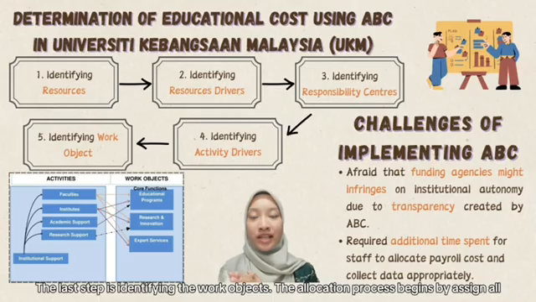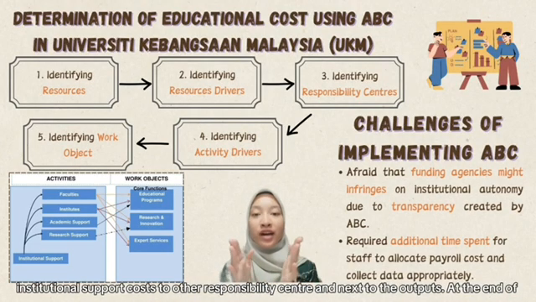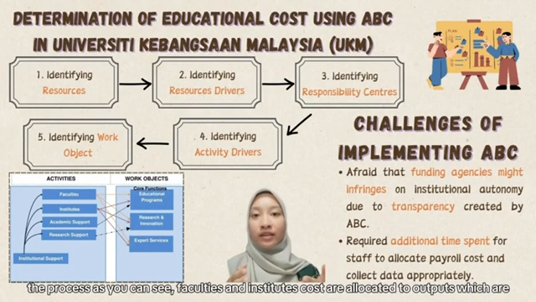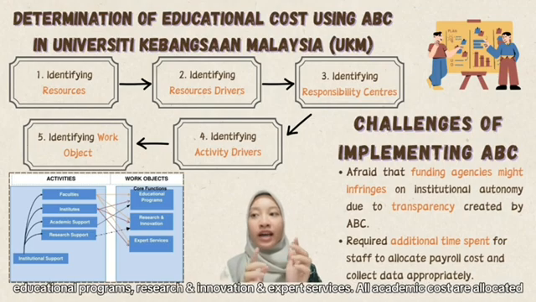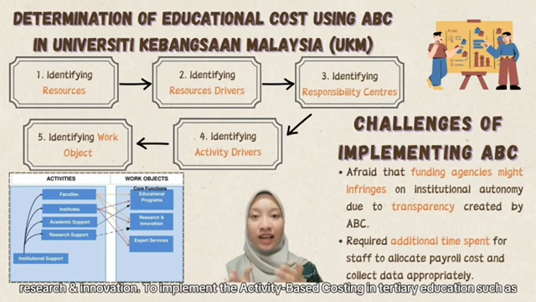The allocation process begins by assigning all institutional support costs to other responsibility centers and next to the outputs. At the end of the process, as you can see, faculty and institute costs are allocated to outputs, which are educational programs, research and innovation, and expert services. All academic costs are allocated to educational programs only, whereas research support costs are allocated only to research and innovation.